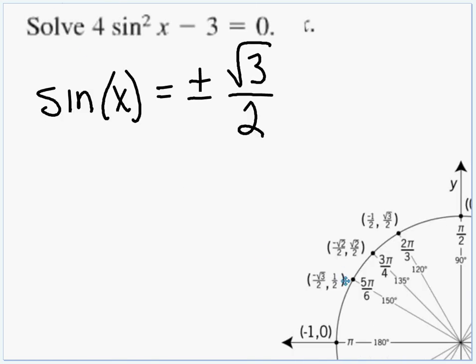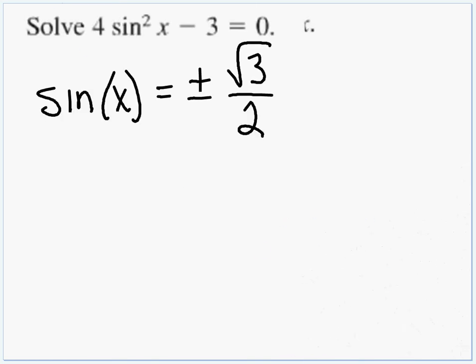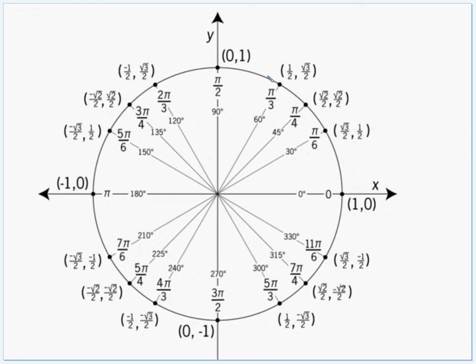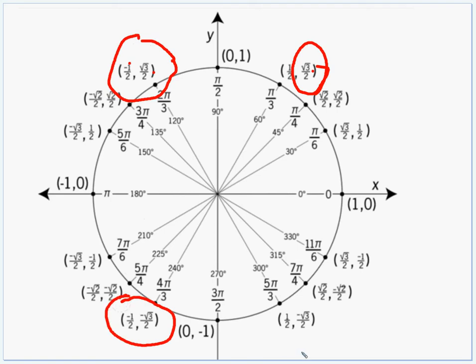And I'm going to do this just so I have plenty of room. Put my unit circle on the next page. Sine is root 3 over 2. So here, my sine value, my y value, is root 3 over 2. Same thing here. Root 3 over 2 negative down here and down here. Now notice the ones I've circled are straight across from each other. So the ones that are directly across, we can combine.